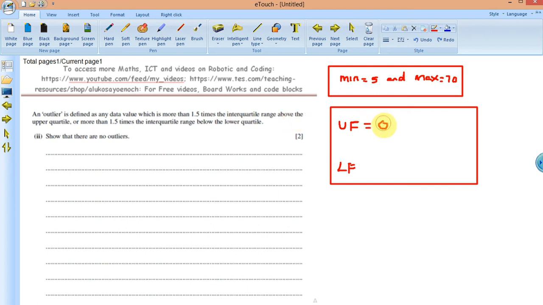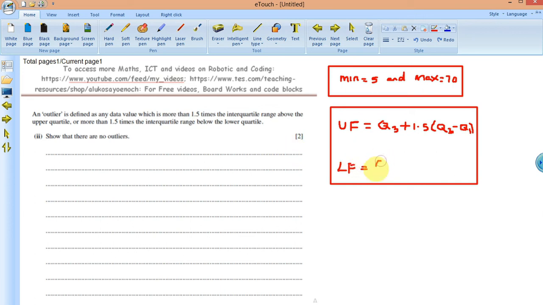above the upper quartile. Upper quartile is Q3. Q3, more than, that is plus 1.5 times the interquartile range. You know interquartile range is Q3 minus Q1. That is the difference of the upper quartile and lower quartile. So that is the upper fence. So similarly the lower fence here too.